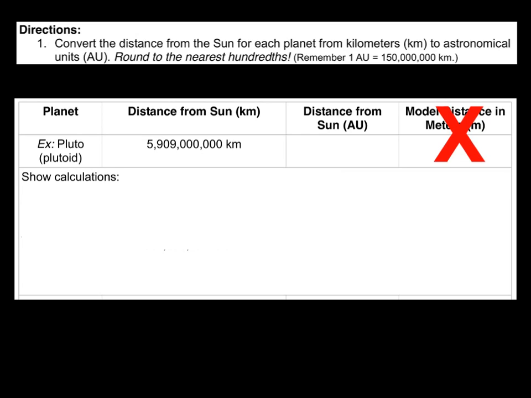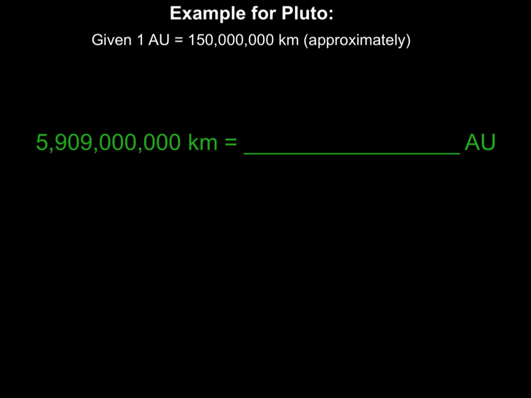So we're going to do this for Pluto together, which is a Plutoid, also a dwarf planet. And we know the distance from the sun in kilometers is 5,909,000,000 kilometers. And we're going to figure out what that distance is from the sun in astronomical units. So you are going to show all of your work in this box. So in the box for Pluto, you're going to write, and don't write big because there's not a lot of space, you're going to write 5,909,000,000 kilometers is equal to blank astronomical units.